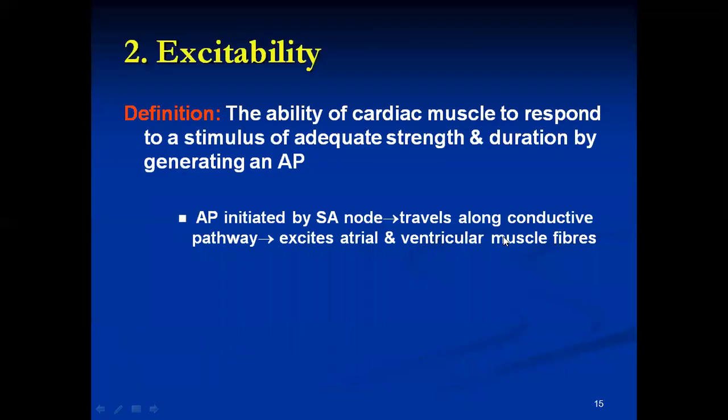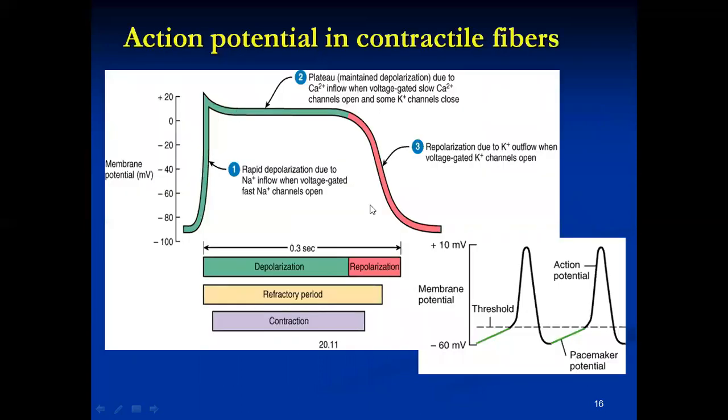Second, excitability, like they respond to a stimulus of adequate strength and duration, and action potential is initiated at the SA node, which travels along the conductive pathway, and it excites the atrial and ventricular muscle fibers. Here you can see this graph.